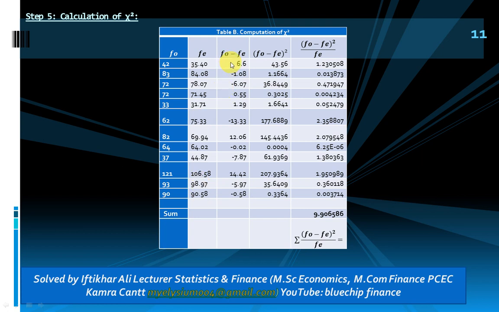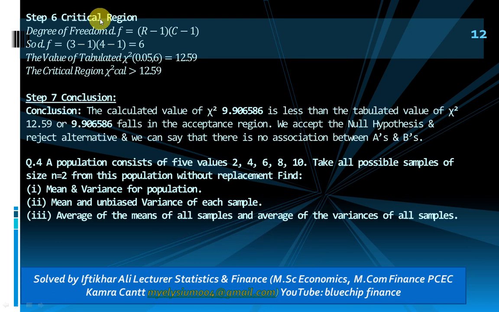And first of all we are going to subtract these two. After that we are going to take the square of the subtraction, and finally we will divide each FO minus FE square by the respective FE. So 43.56 divided by 35.40 equals 1.30, 1.230, 508, and so on. So the sum of FO minus FE square divided by FE is equal to 9.906586.